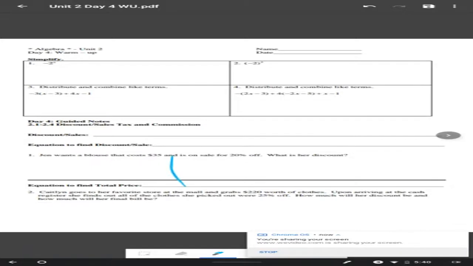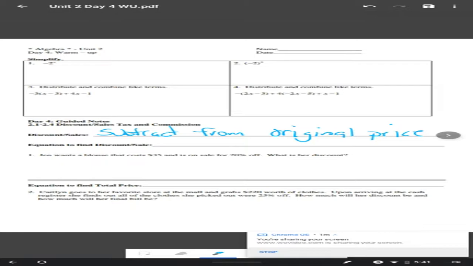So if we go to this first problem on your notes page. It talks about our discount slash sales and what that means. And this just means that we're going to be subtracting. So if you have a discount or a sale, we subtract from the original price. So that's what we're going to write down here. So we're going to subtract from the original price.